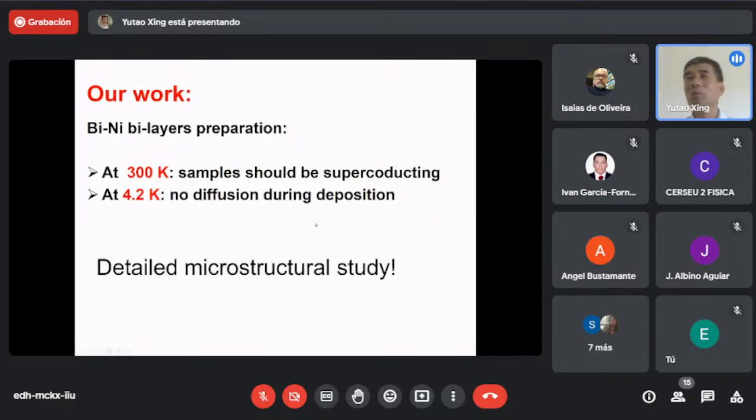So in our work, first of all, we prepared nickel-bismuth bilayers at room temperature. So for sure, we know that at room temperature, it has to be a superconductor.